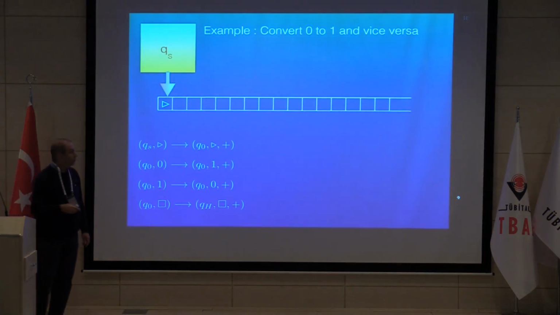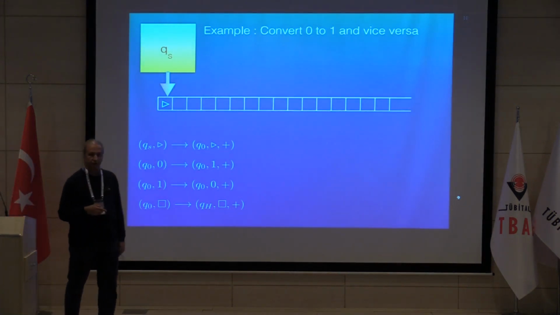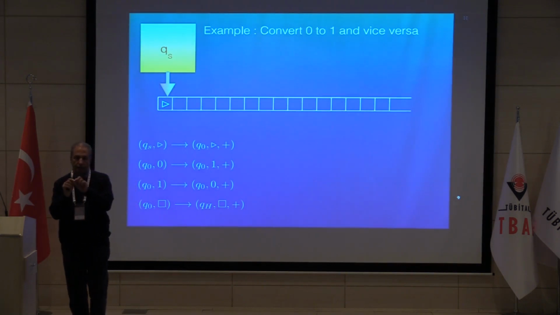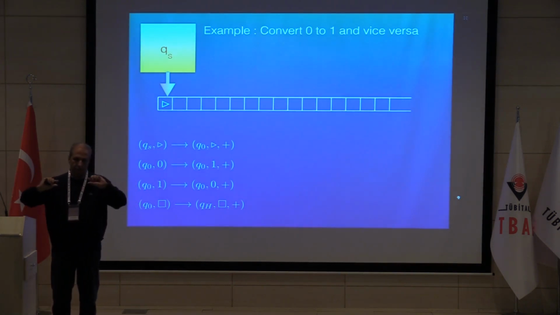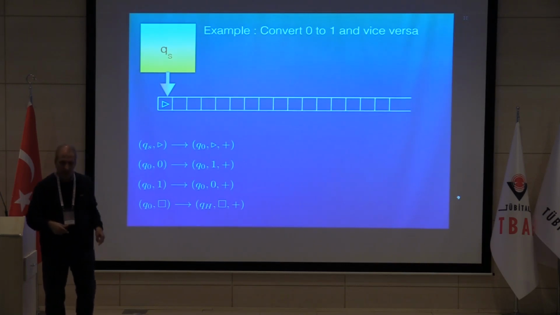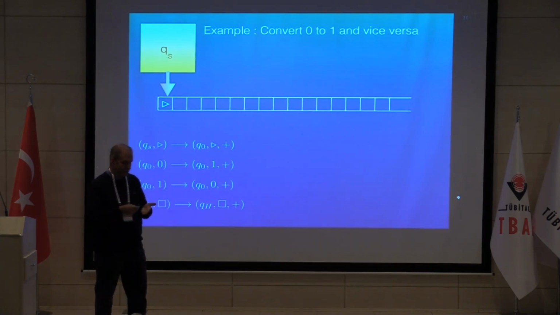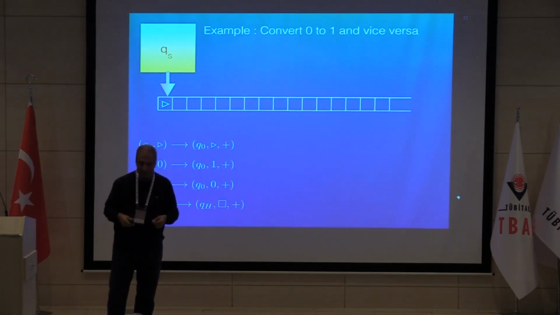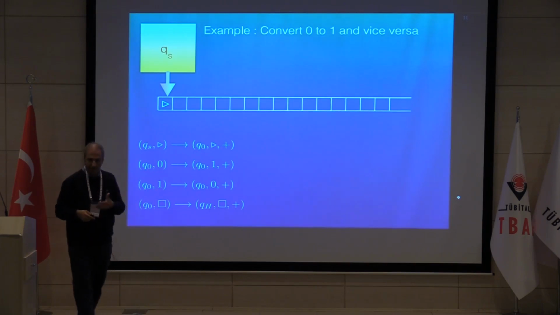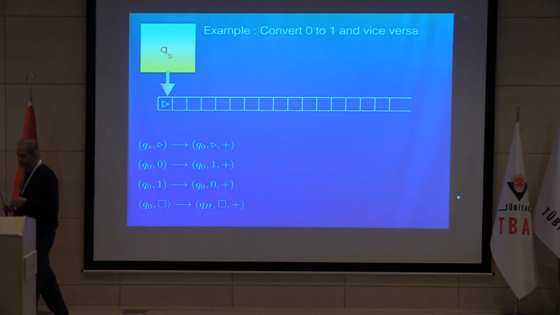Another example. Convert 0 to 1 and vice versa. We want to convert any string so that any digit 0 becomes 1, any digit 1 becomes 0. Again, you do not need these slides. You can just try to solve this on your own paper and define the transition functions. I have written them here, right?